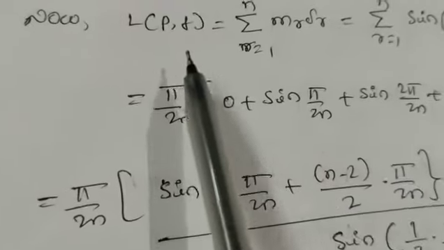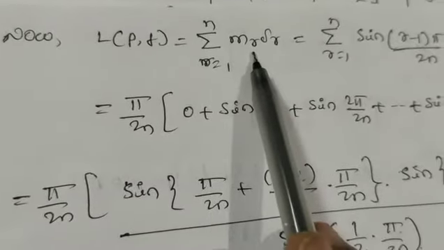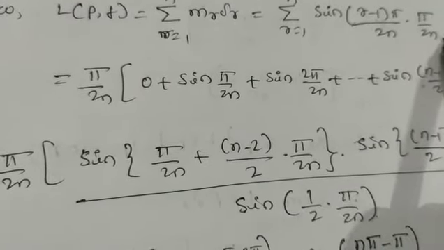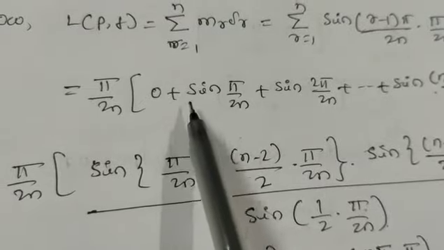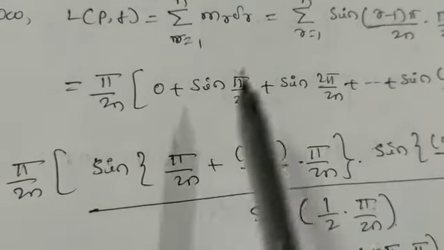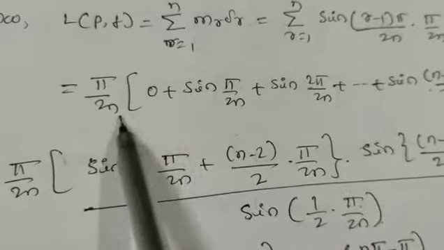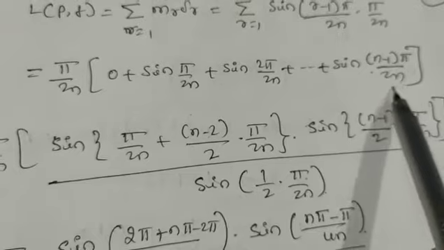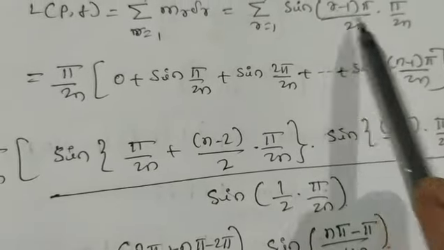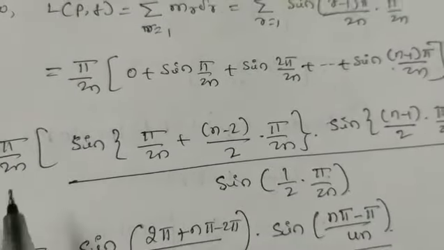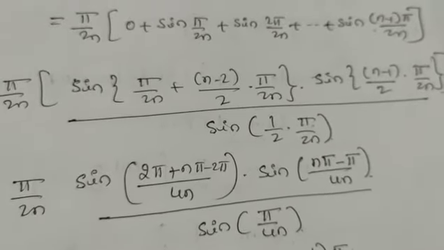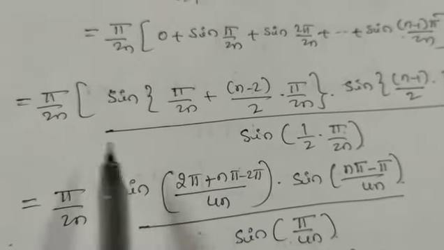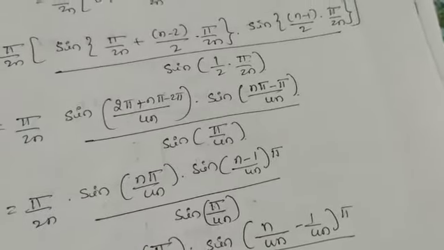Now the lower Riemann sum LPF equals sigma r equals 1 to n of small m r delta r. Here small m r is sin of (r minus 1) by 2n pi, into pi by 2n. If you open this bracket and put r equals 1, it becomes 0. Then, taking pi by 2n outside, it is sin pi by 2n, sin 2 pi by 2n, and so on up to sin (n minus 1) pi by 2n. So it is exactly the same as the previous one, just with n minus 1 in place of n. That's the only difference.